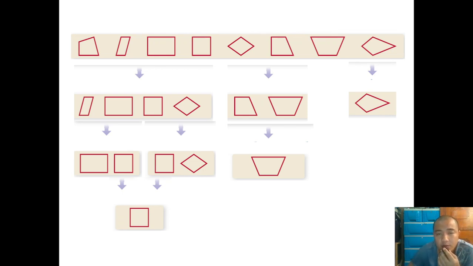So, we have here different figures, which are what we call quadrilaterals. Each figure consists of 4 sides. Okay.